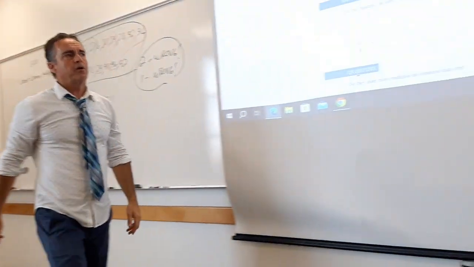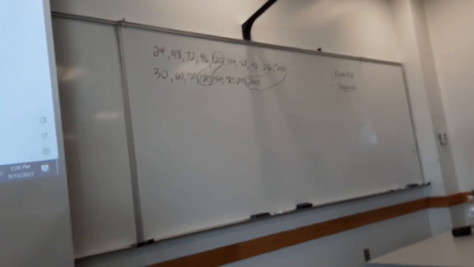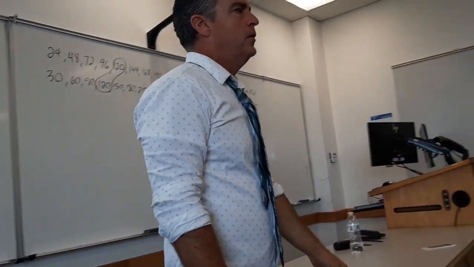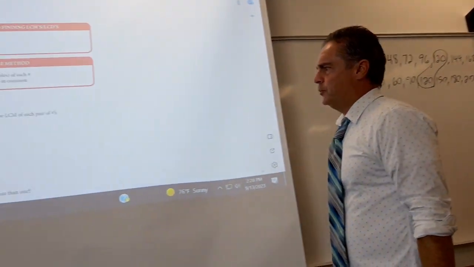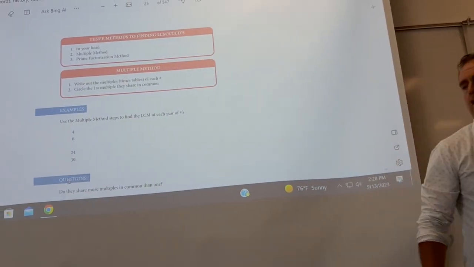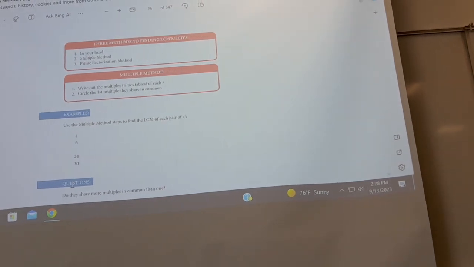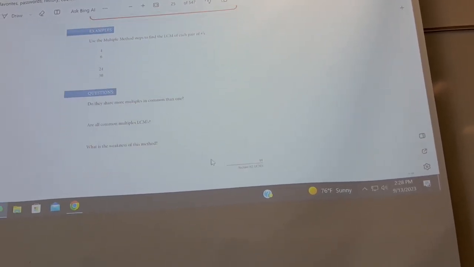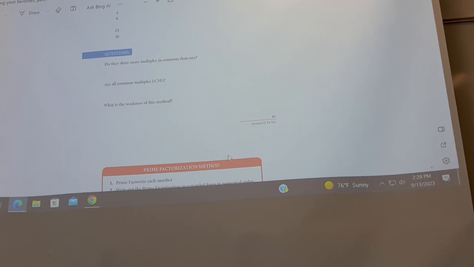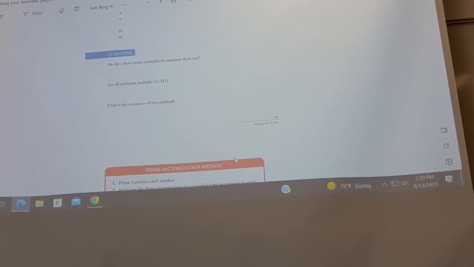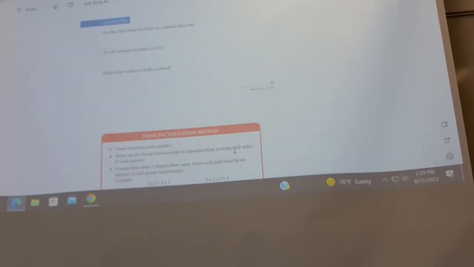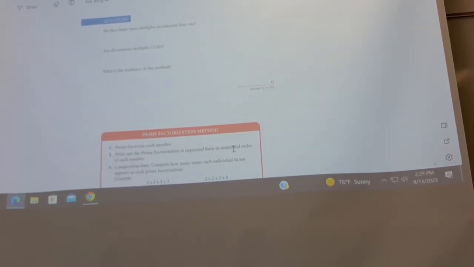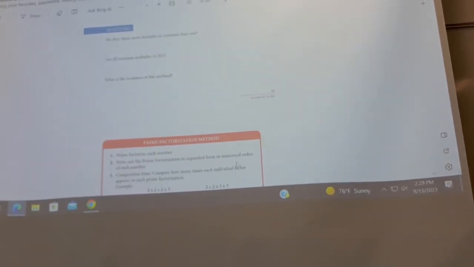Same thing up here. If you want to know the second common multiple, multiply 120 by 2. What's 120 times 2? It's 240. Second common multiple, okay? But we're only interested really in the least common multiple, right? So let's go to the next set of questions here. It says, do they share more multiples in common than 1? Yes or no? Yeah, we just showed that. We circled them. So yes, absolutely. Are all common multiples LCMs? No, there's only one that's the least.